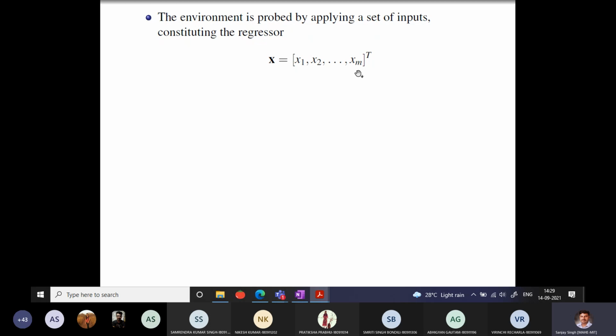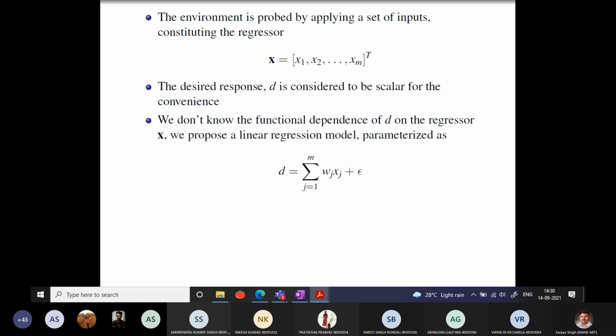So in that case, M is equal to 5. And then the desired response is considered to be a scalar for convenience, but it could be a vector as well. In the toy example, the rent prediction system for students in Manipal, the output is also a scalar value, which gives you the final rent. So it's a single value, not a vector. We don't know the functional dependence of D on the regressor, so we propose a linear regression model which can be parameterized like this. Because we are talking about linear regression, D is nothing but the linear combination of W and X, plus an error term.